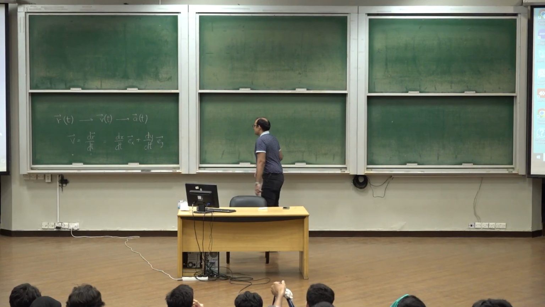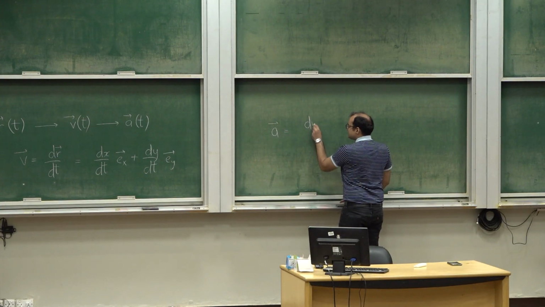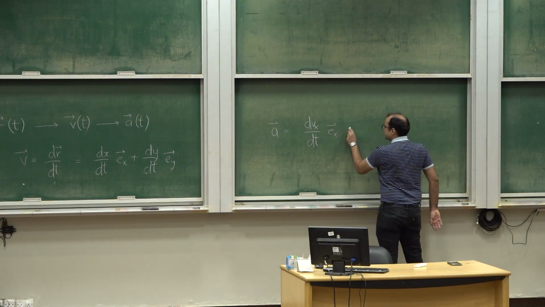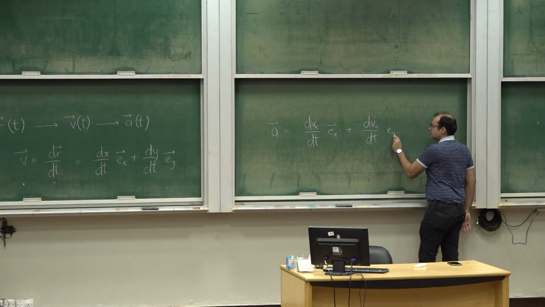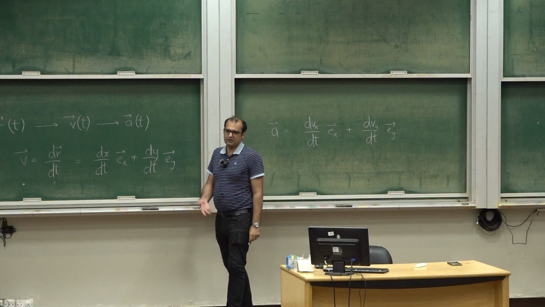Anyway, so you have that the acceleration vector is just the x component of the velocity, differentiated, plus the y component of the velocity, differentiated. And of course this goes along with an Ey, or y hat or j hat.